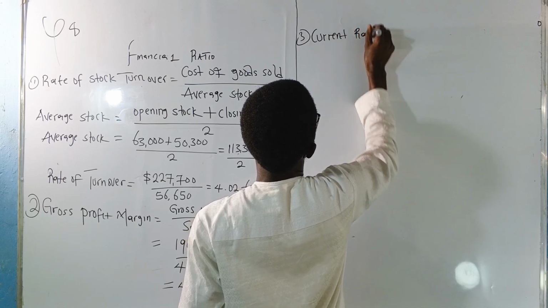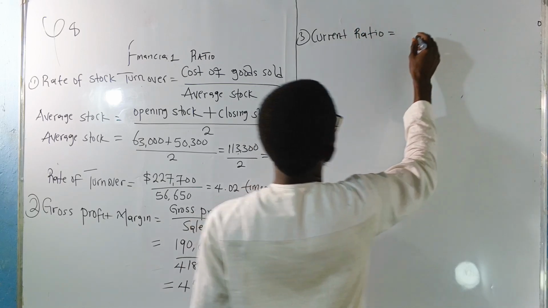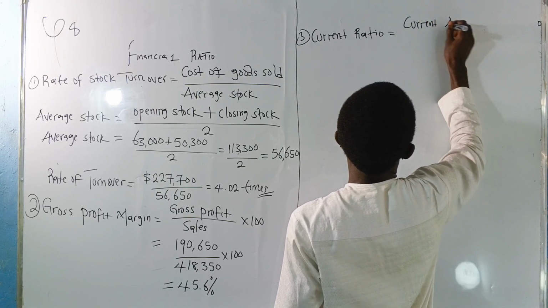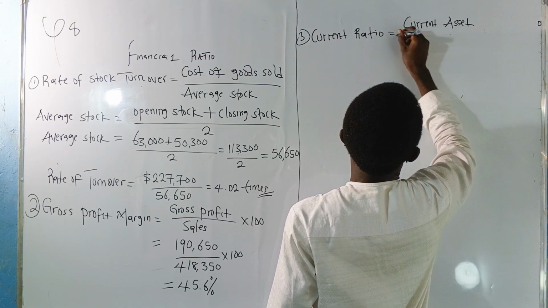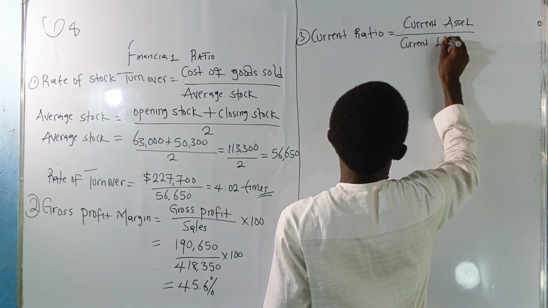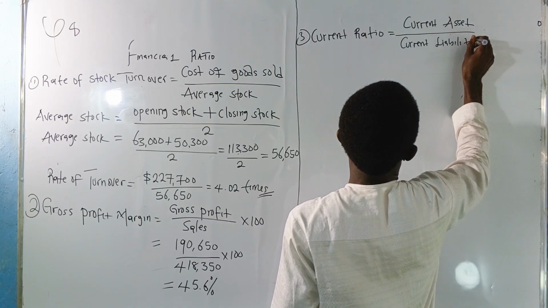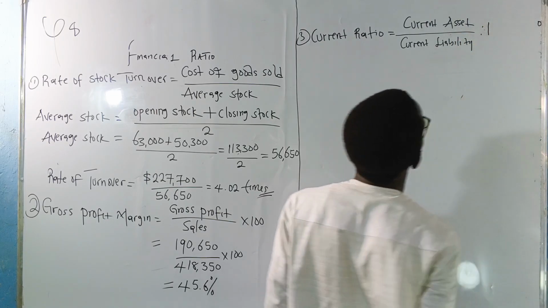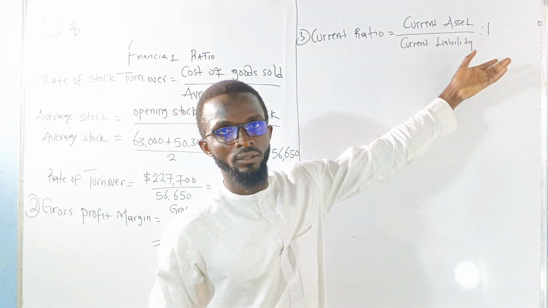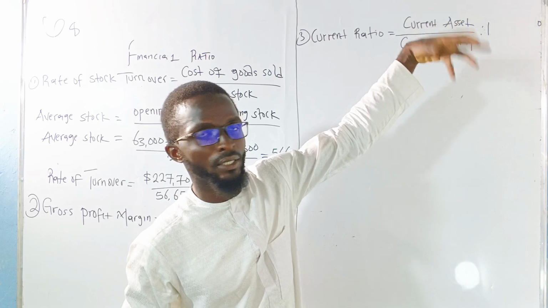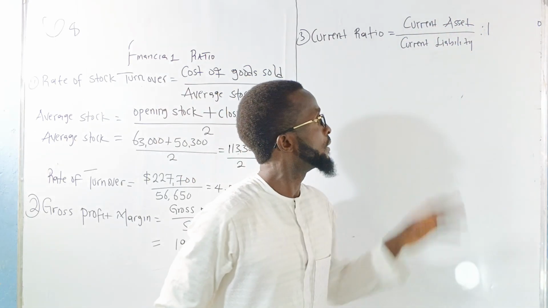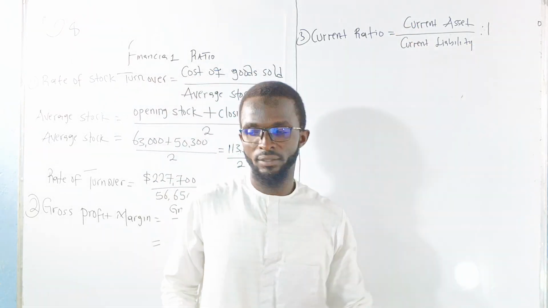Current ratio is equivalent to current assets over current liabilities, is to 1. Always put this is to 1. The 1 represents the liability side, and what we are going to calculate will represent the asset side. So we check the question: where are our current assets and where are our current liabilities?